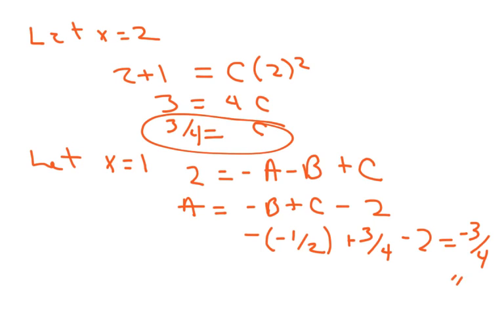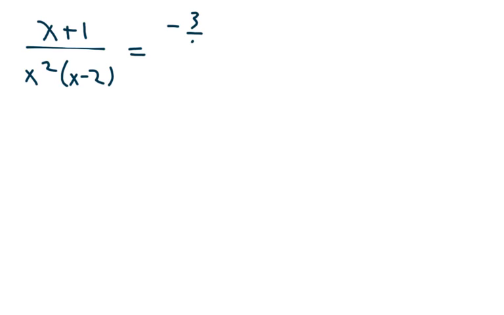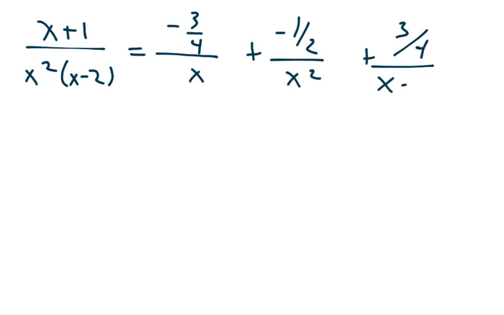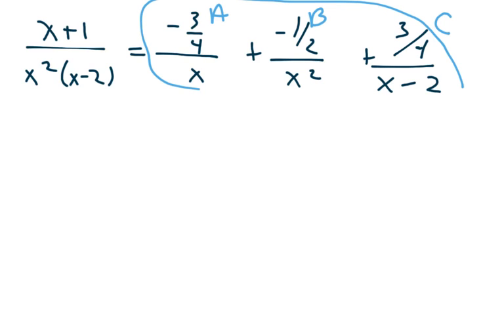This is our A. This equals A. And the way you're going to write it is x plus 1 over x squared times x minus 2 equals my A, -3/4 over x, plus -1/2 over x squared, plus 3/4 over x minus 2. And keep in mind, this is our LCD, so we definitely needed all three pieces. We needed an A, and a B, and a C. And if you combined all this and cleaned it up, you would get back to that.